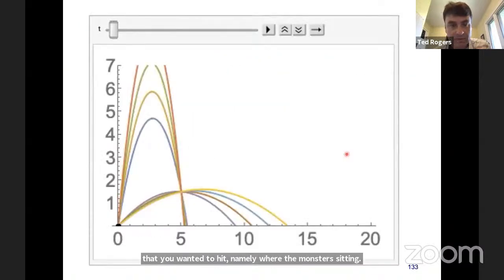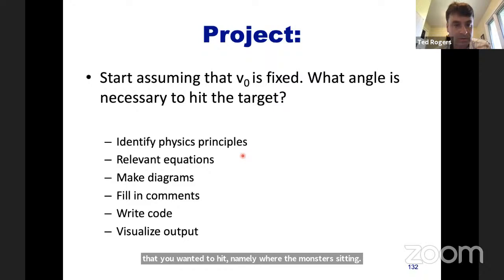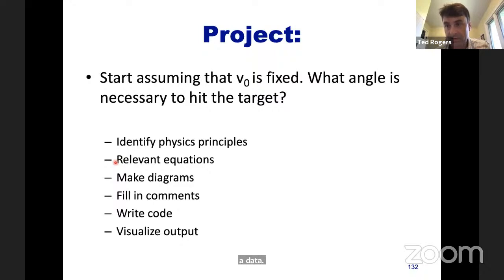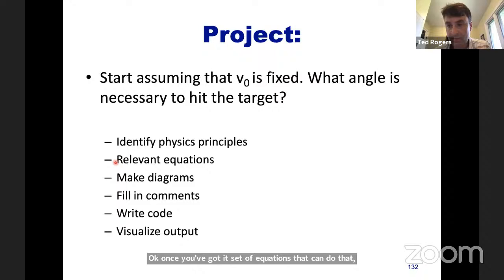Okay, so the first thing you need to do is this step. Well, these two steps. I've sort of gotten you started on the first two steps. You need to figure out how to take delta x, delta y, and v0 and translate it into a theta. Okay, once you've got a set of equations that can do that, you can substitute into the computer program.